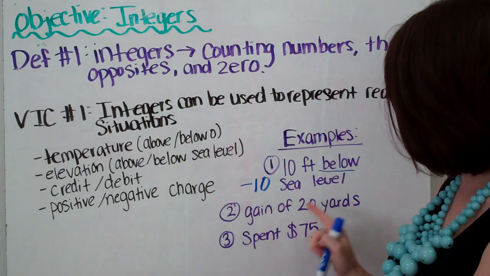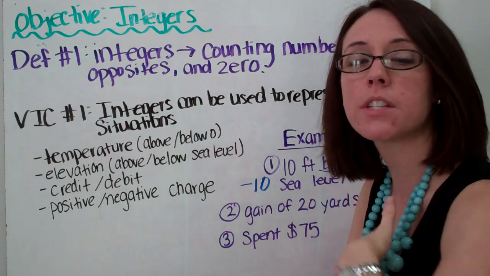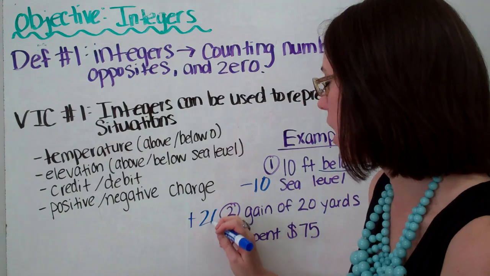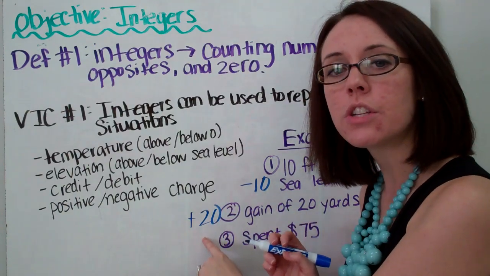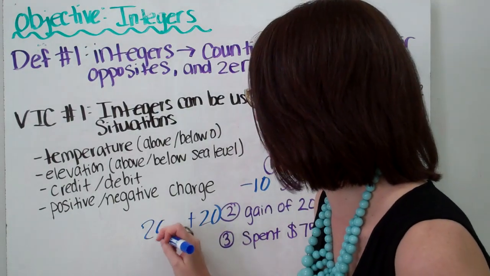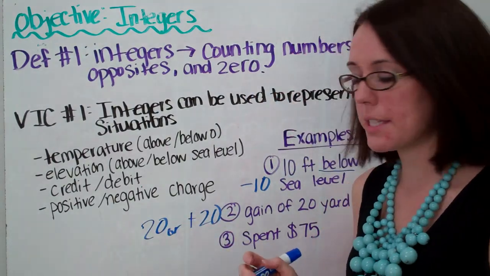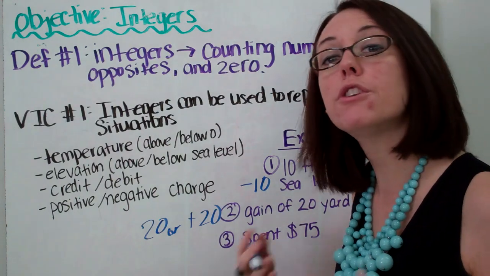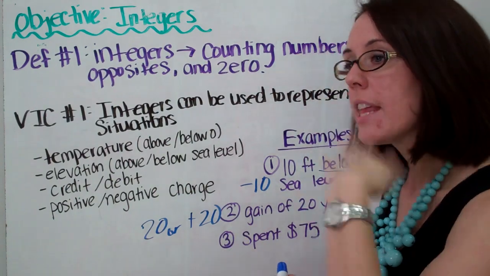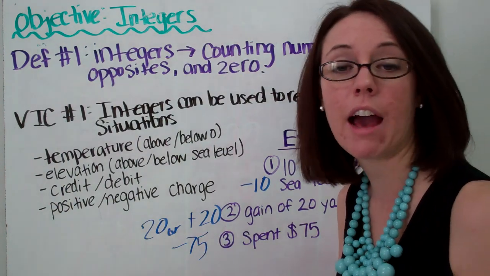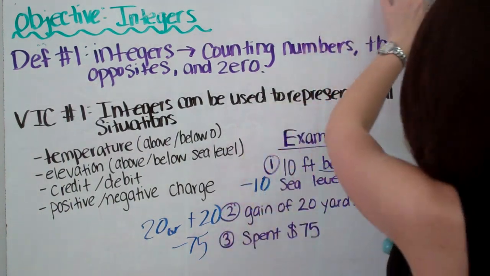Number 2, a gain of 20 yards. In football, if somebody makes a gain of 20 yards, that is a plus 20. With positive integers, you don't necessarily have to write a positive 20. You could just write 20. It's your choice. Number 3, you spent $75. If you spent $75, that's a debit. It's going to take away, so it's going to be a minus 75 or a negative 75.